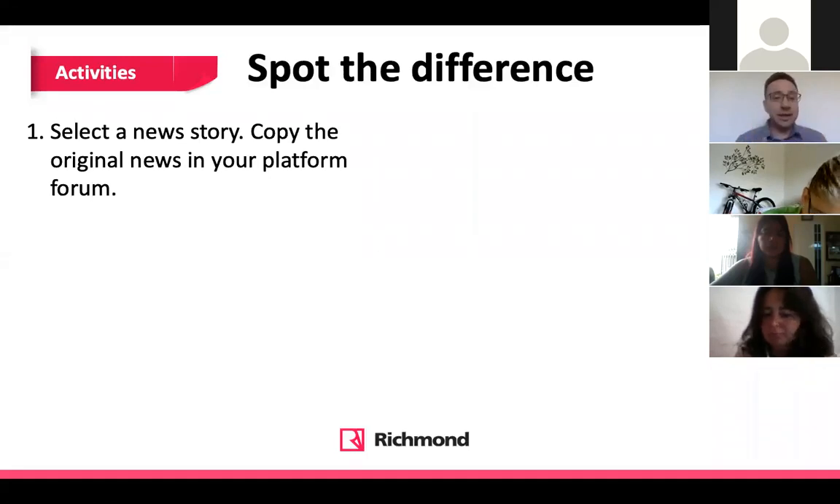You will select a piece of news from any local website, or it can be from an international website that is in English. And you will copy and paste the original piece of news on the platform.